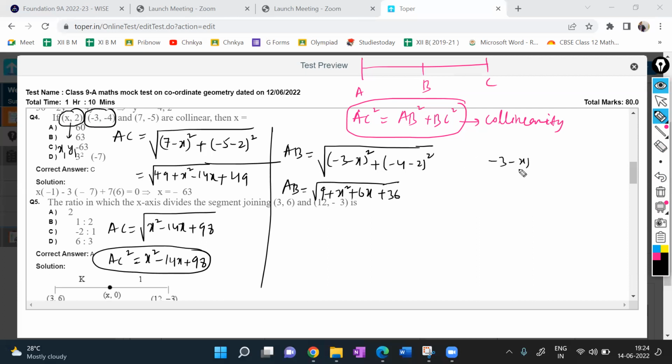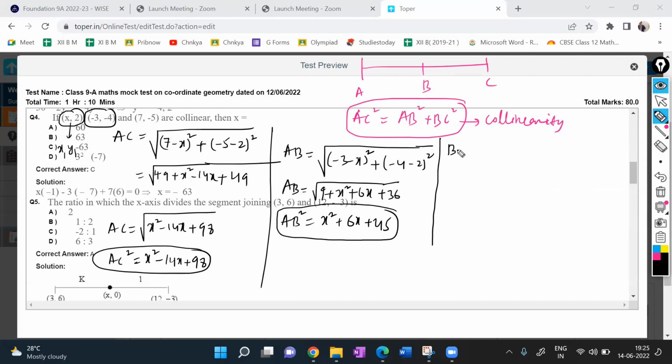Sir, we don't have a formula for minus 3 minus x like this, right? What can I do with it? Inside, let us take minus common. If I take minus common, minus whole square is nothing but plus, anyway. It is going to become the a plus b whole square formula only. Understood? So if I expand this, you will get this. Hope you got clarity on this. So now we need AB square here: x square plus 6x plus 45. This is my AB square.